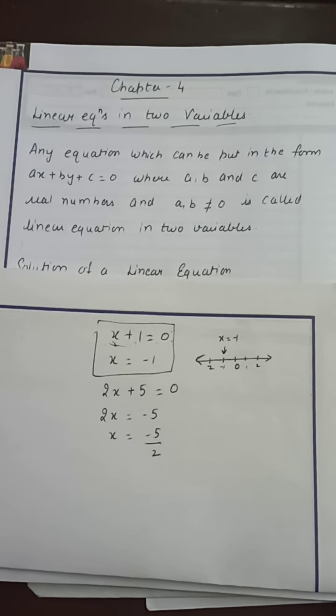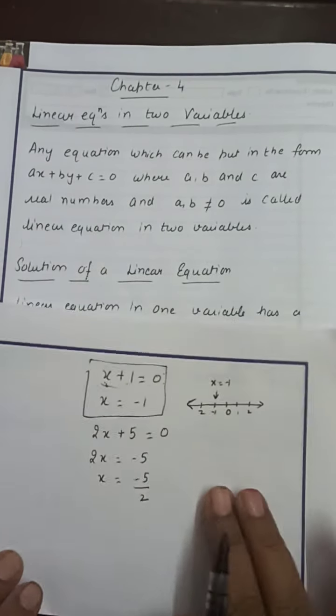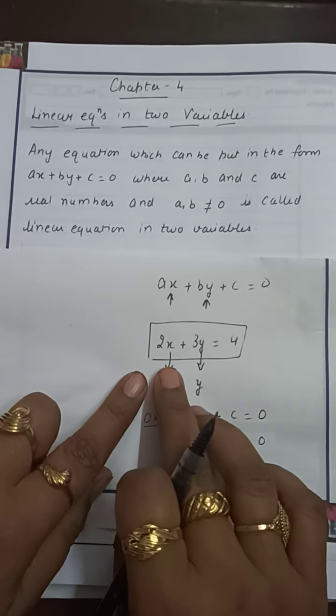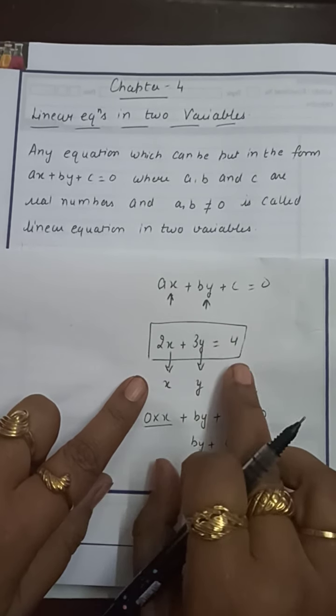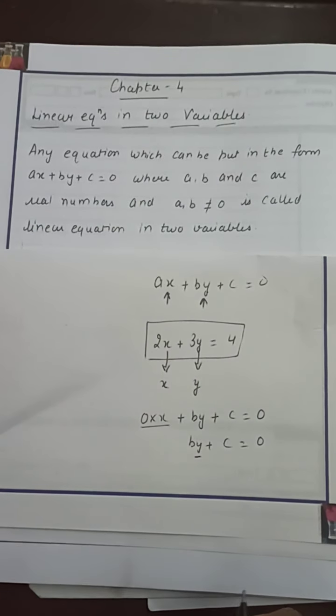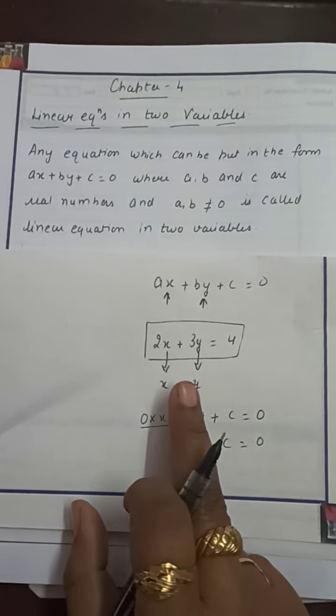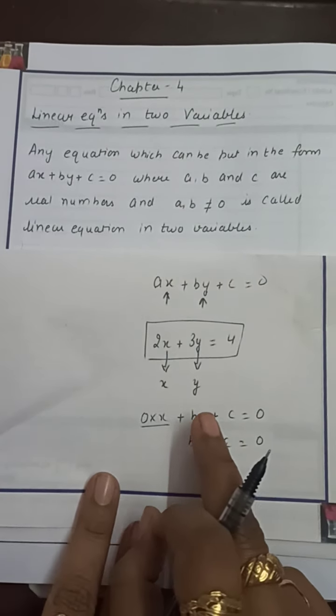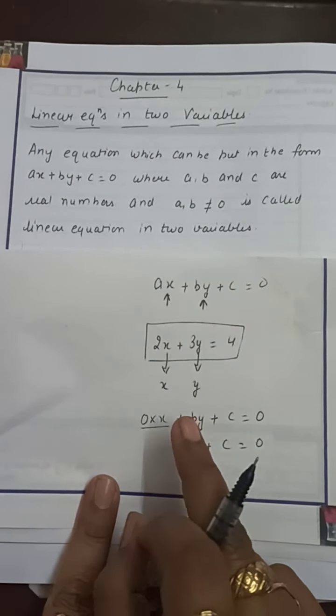But I am going to discuss the solution for the two variables. You can check here, 2x plus 3y equal to 4. I can't find one solution in this case. If I am having a pair of linear equations, then I can find one solution, but here I can't find. There will be infinitely many solutions for a linear equation in two variables. How can we say that there are infinitely many solutions?